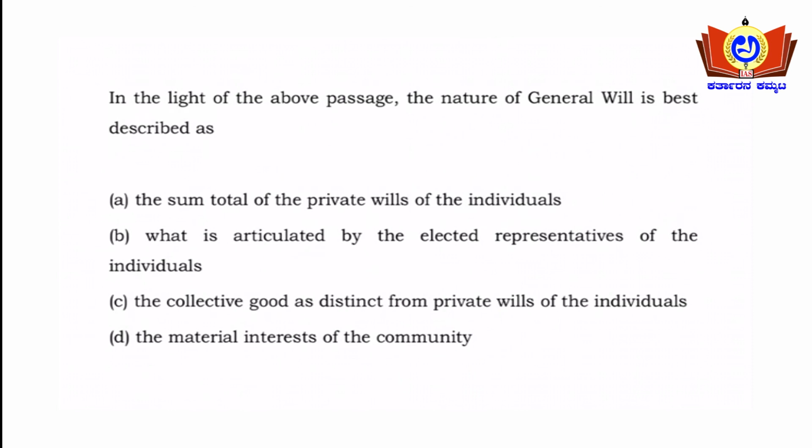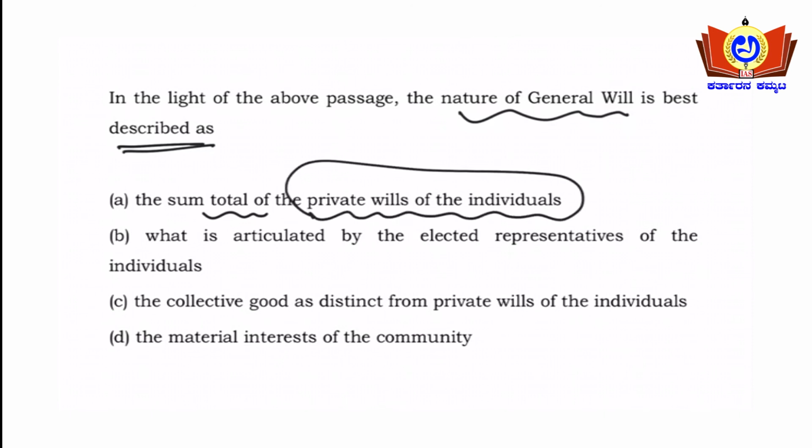Okay, so what is the question here? In the light of the above passage, the nature of general will is best described as. Okay, what do you mean by general will? It is best described as, option A, the sum total of all private wills of the individual. See here in the last sentence I told you what is general will.